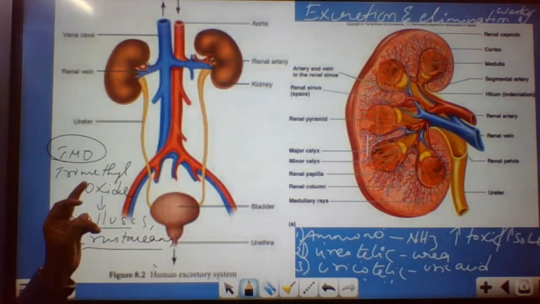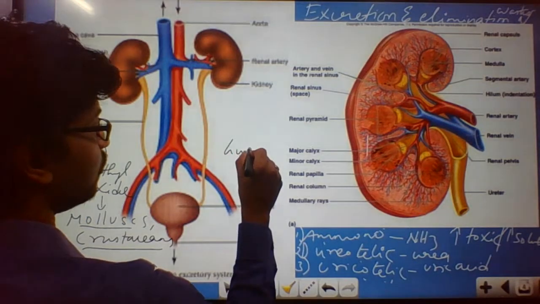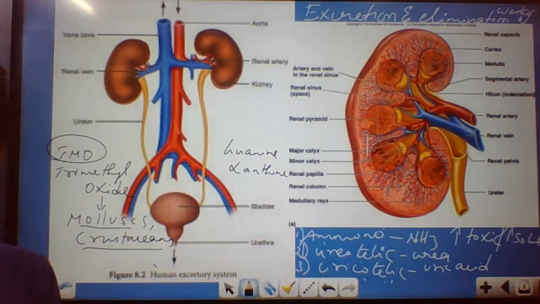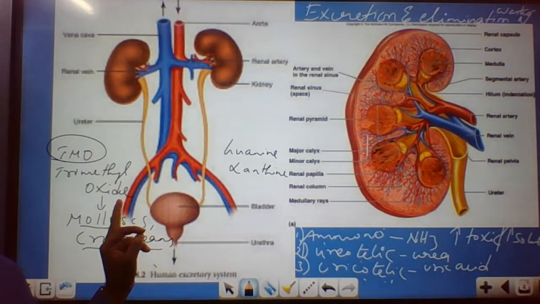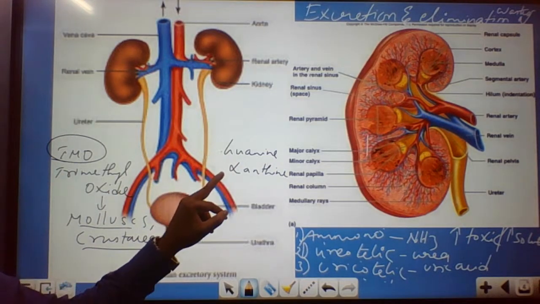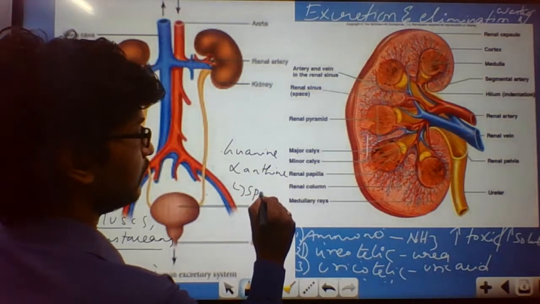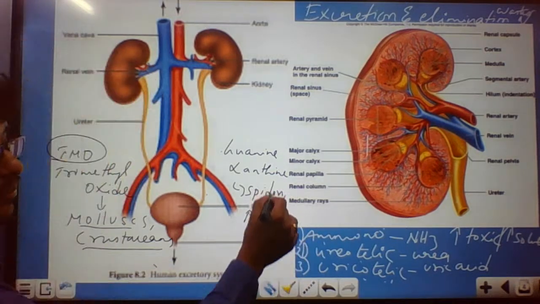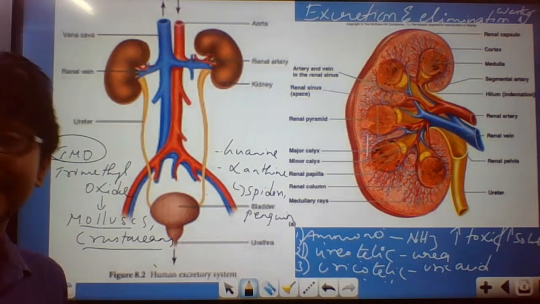Okay, the next after trimethyl oxide, we have guanine and xanthine. Can you tell me which type of organism excretes guanine and xanthine? Guanine and xanthine are actually eliminated by spiders and penguins. If spiders or penguins are in the options, these excrete waste by means of guanine and xanthine. So this type of questions also may come.